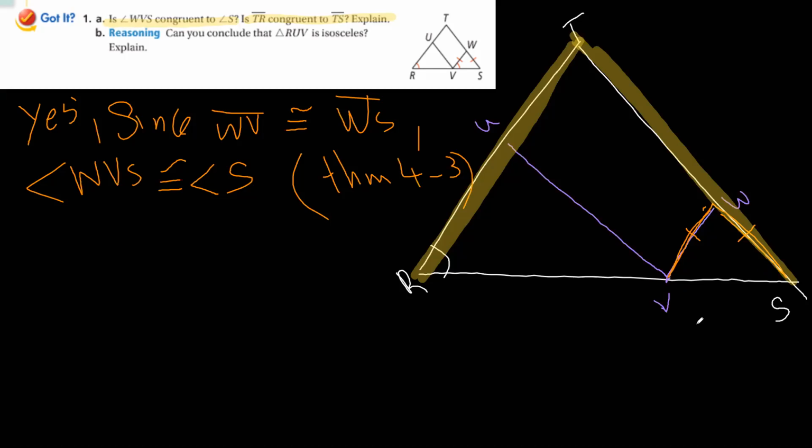So, in this one here, angle V is congruent with angle S because these two sides are congruent. And also, angle R is congruent with angle V.